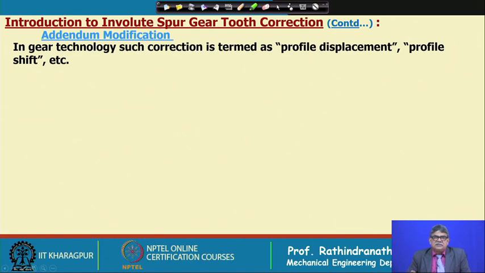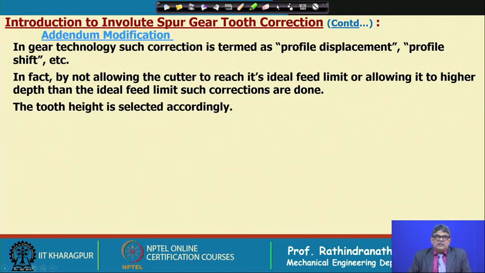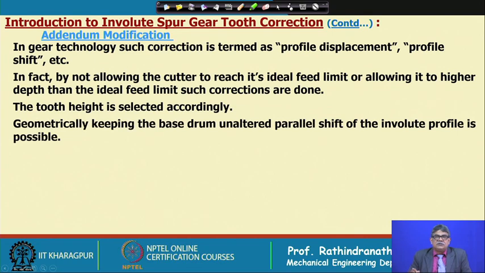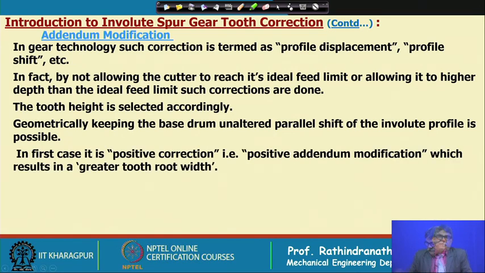In gear technology, as I have already mentioned, the tooth height is selected accordingly. If necessary, we can truncate the addendum or we can add to the addendum. Geometrically, keeping the base drum unaltered, a parallel shift of the input profile is possible. The first case is positive correction, that is positive addendum modification, which results in greater tooth root width.